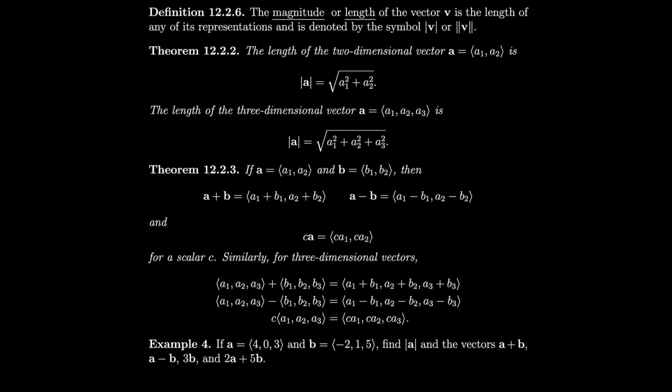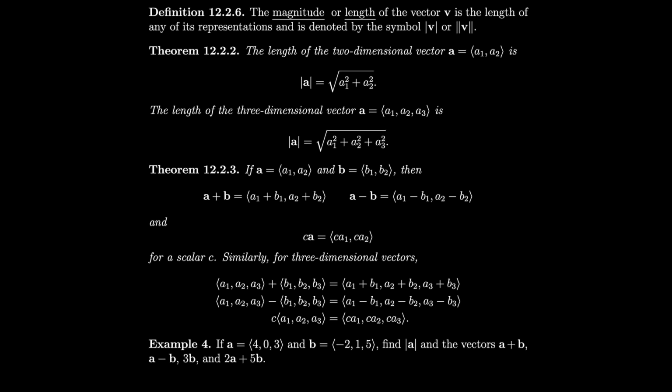The magnitude or length of the vector v is the length of any of its representations and is denoted by the symbol with these bars. We could say, same as the absolute value symbol. We also sometimes denote it with 2 bars, but we usually will not do that. So if I want the length of the vector a1, a2, then that's just the square root of each of the components squared. And in 3 dimensions, it's the square root of each of those components squared, which might seem familiar as just the Pythagorean theorem. And that just sort of makes sense.